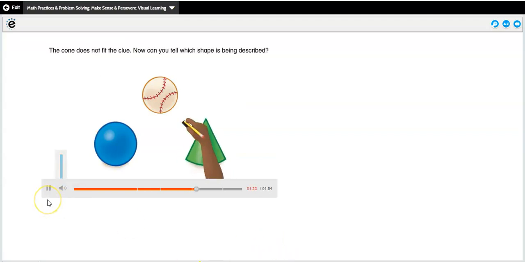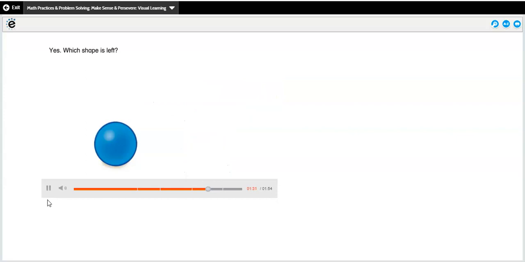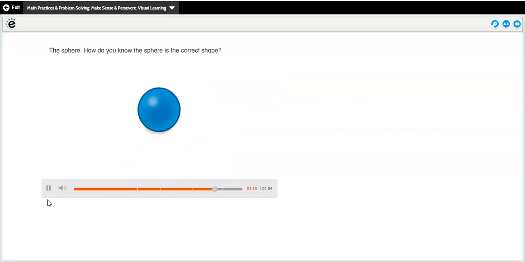The cone does not fit the clue. Now can you tell which shape is being described? Yes. Which shape is left? The sphere. How do you know the sphere is the correct shape?